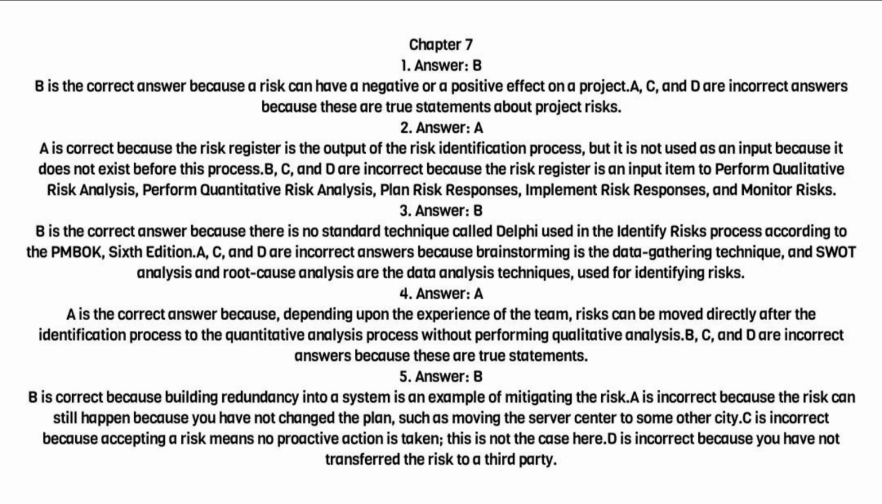5. Answer B. B is correct because building redundancy into a system is an example of mitigating the risk. A is incorrect because the risk can still happen because you have not changed the plan, such as moving the server center to some other city. C is incorrect because accepting a risk means no proactive action is taken. This is not the case here. D is incorrect because you have not transferred the risk to a third party.